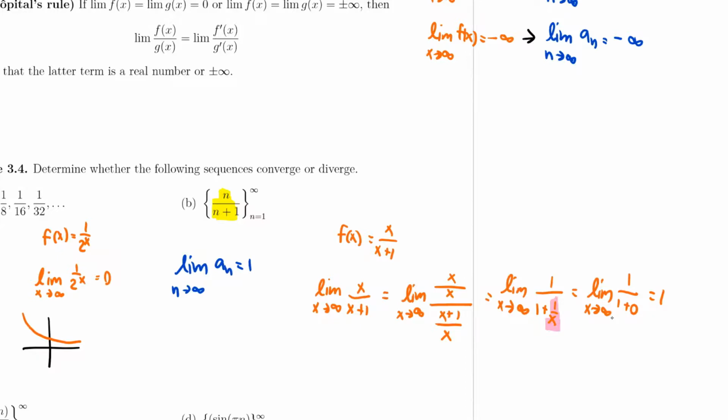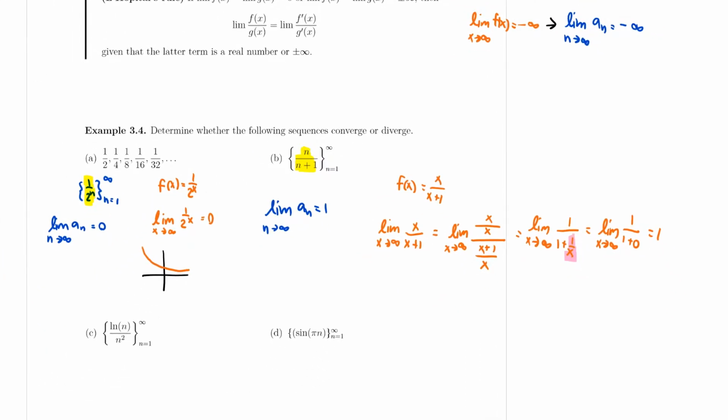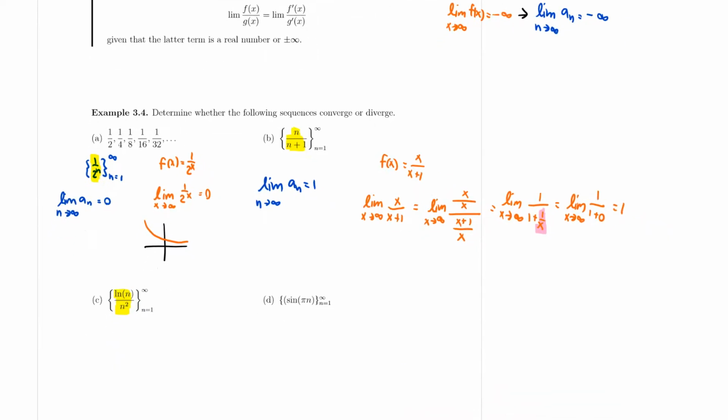Okay, let's look at the next one. For the next one, our sequence looks a bit complicated. We have log of n over n squared. So here my function is going to be the same thing, I just change the variable n to x, just so we are more familiar with the function in terms of x.